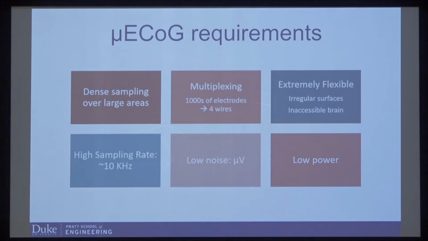However, this requires thousands of electrodes, and we need a way of combining those electrodes together, using thousands of electrodes down to a much smaller number of contacts. We need devices that are extremely flexible to give us access to all of these complicated spatial geometries that are within the brain, and we need to sample at very high sampling rates with low noise.